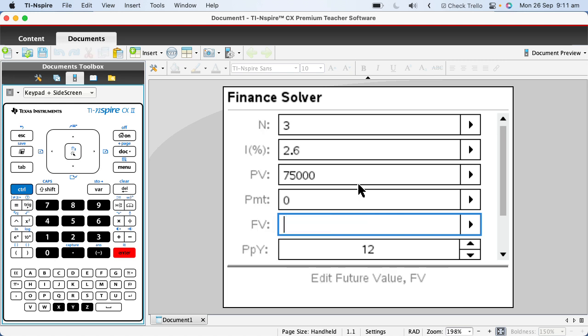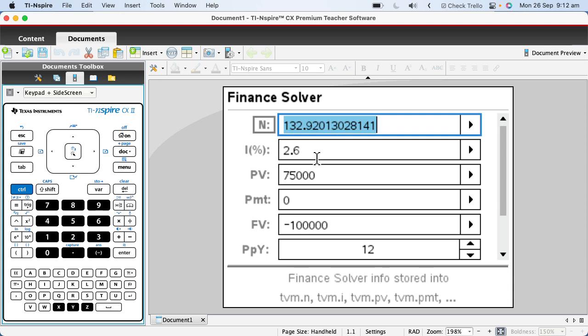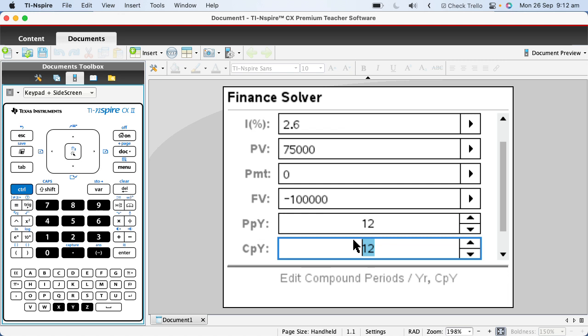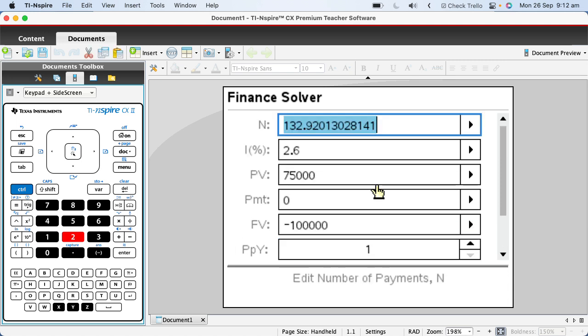Or instead you can ask, when will the loan be over $100,000? So you go minus 100 because you owe, minus $100,000, and then you go back up to N and press enter, and you can see it would take you 132 years before it got to $100,000 at that interest rate, where you've got 12 payments per year. Okay, no, that's not right. That's why it wasn't working. I thought it looked a bit dodgy. Yeah, 11 years. That sounds a bit better.